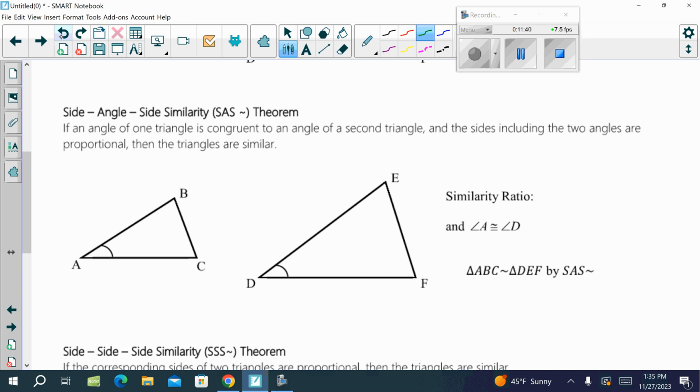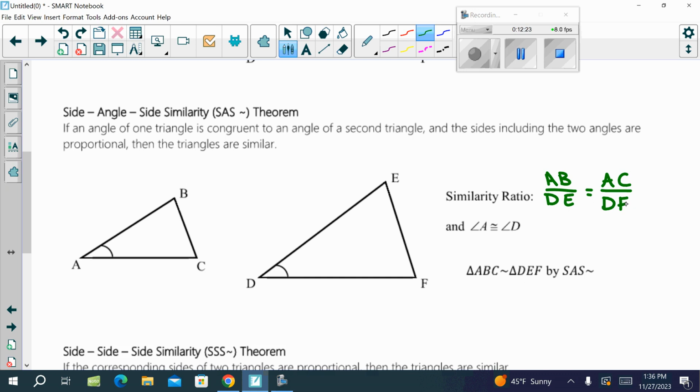AB. So if I said AD, what would be its corresponding side in the other triangle? DE. Okay. So those 2 sides need to be proportional to what other 2 sides? AC. Good. And DF. So that way we have the 2 sides that make the angle proportional. Does that make sense? Okay, so that would be side, angle, side. Any questions there? Does that make sense?